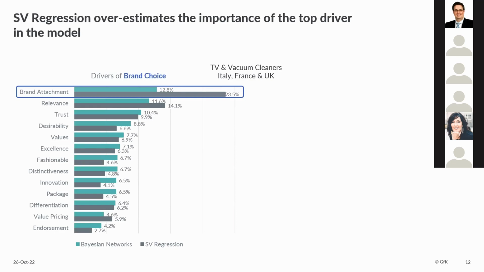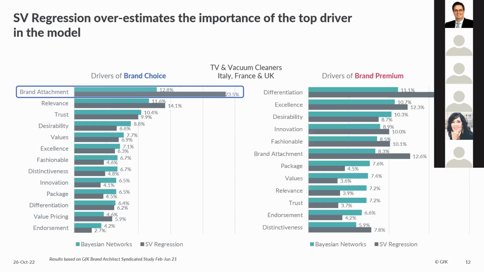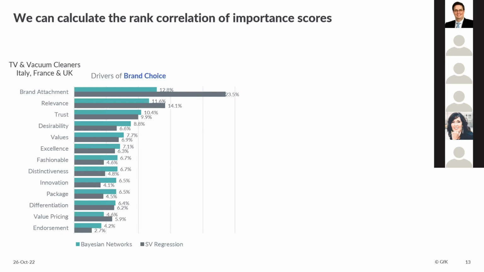One of the main differences that we see is that the importance score for the top driver, in this case brand attachment, is much higher for Shapley value regression compared to the Bayesian networks. And if we look at the results for brand premium, we again see that the top driver, in this case differentiation, is much higher for the Shapley value regression model compared to the Bayesian networks. We do see some other differences as well. For example, the importance score in this model for brand attachment has quite a large difference between the two methods.